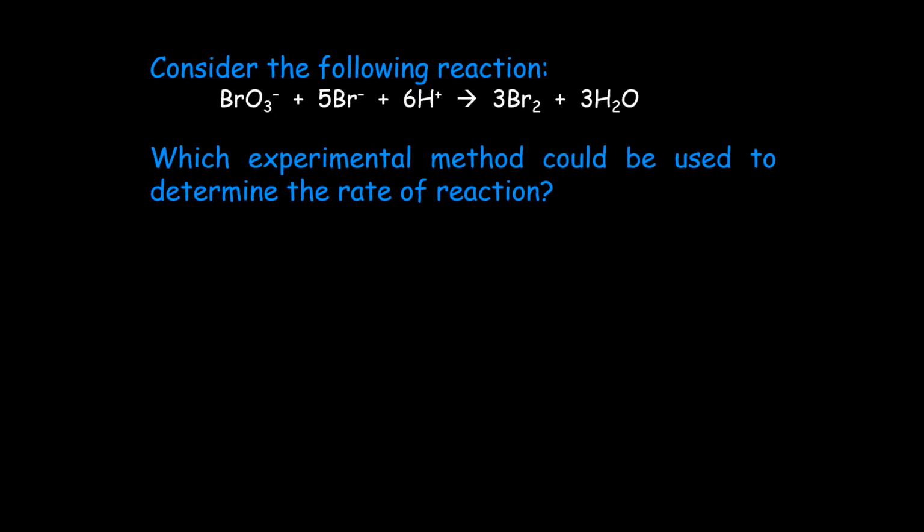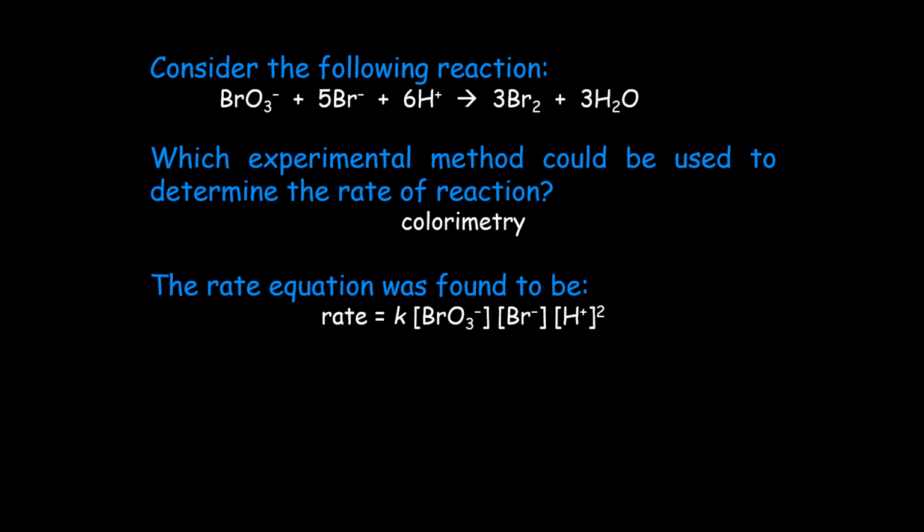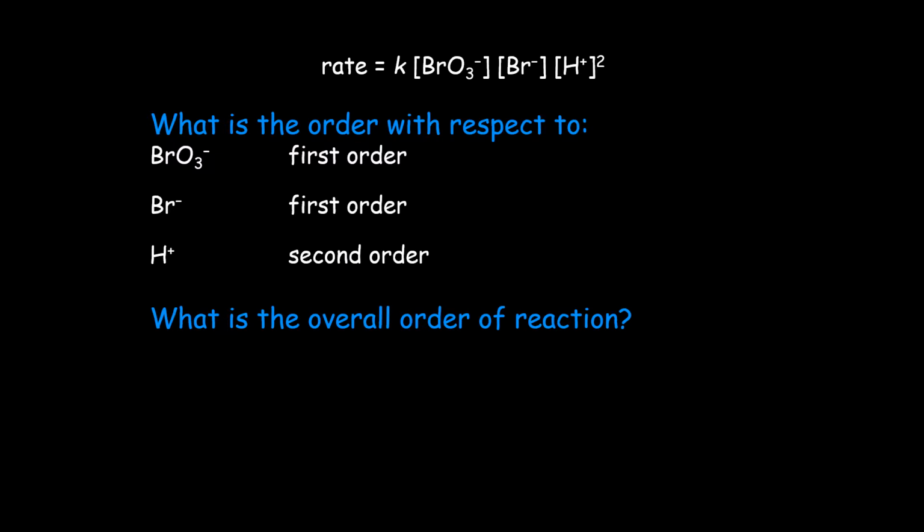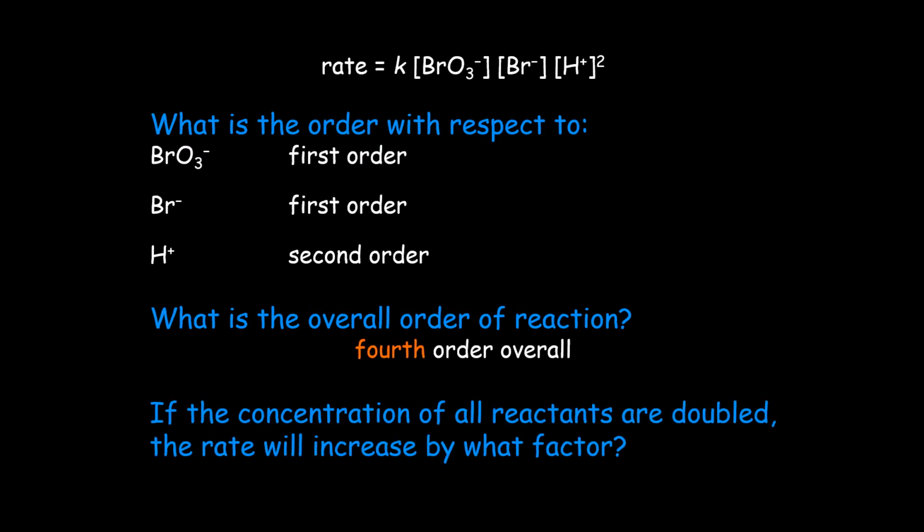We could use colorimetry because bromate(V) ions and bromide ions are colorless, whereas bromine is brown or orange-brown. Now there's the rate equation found by carrying out experiments. So it's going to be first order there, and second order there. Now the overall order, remember we just add the orders, so it's going to be fourth.